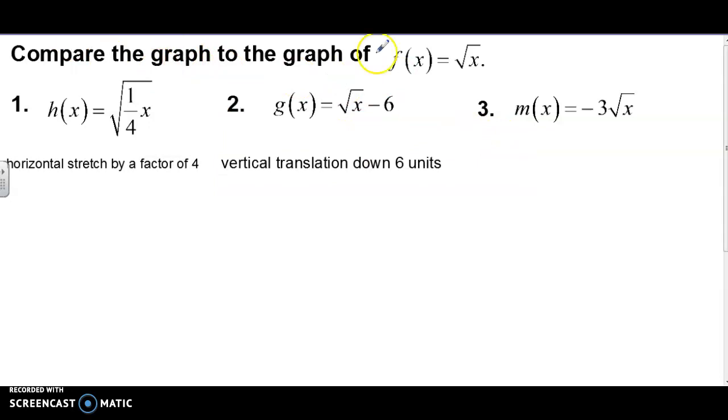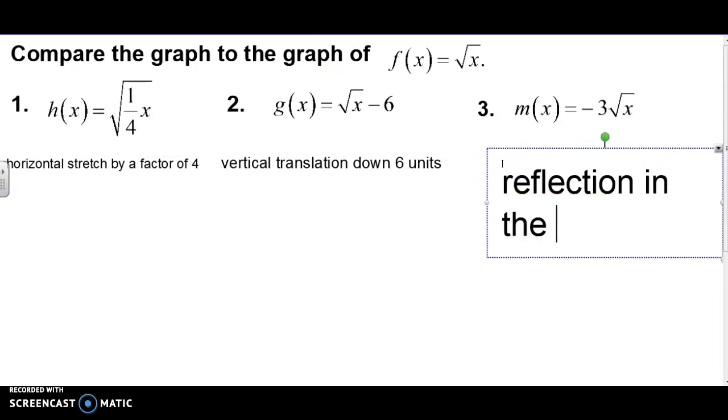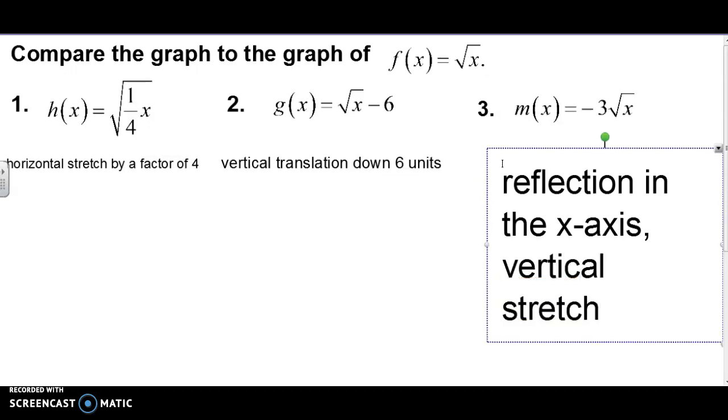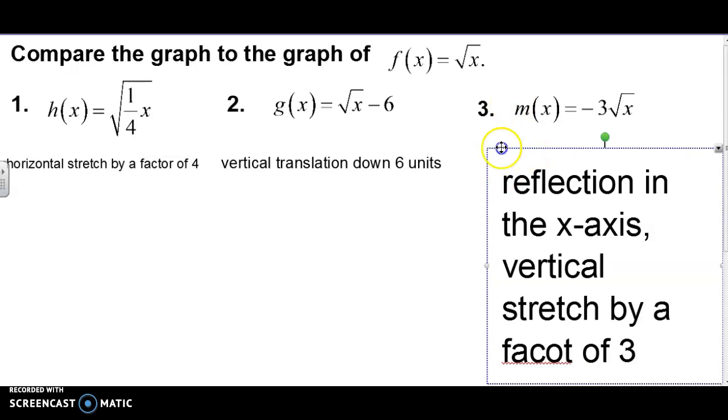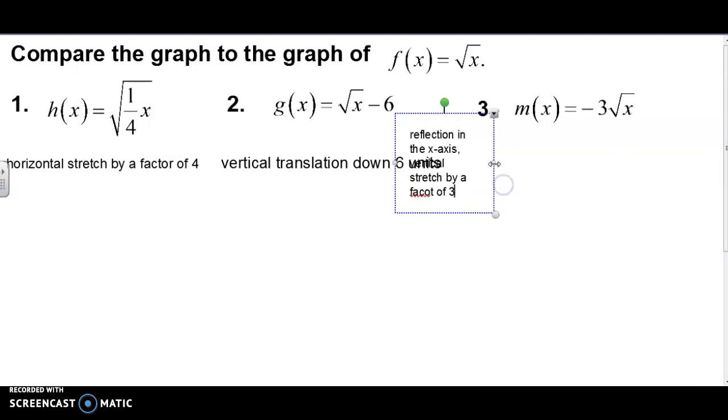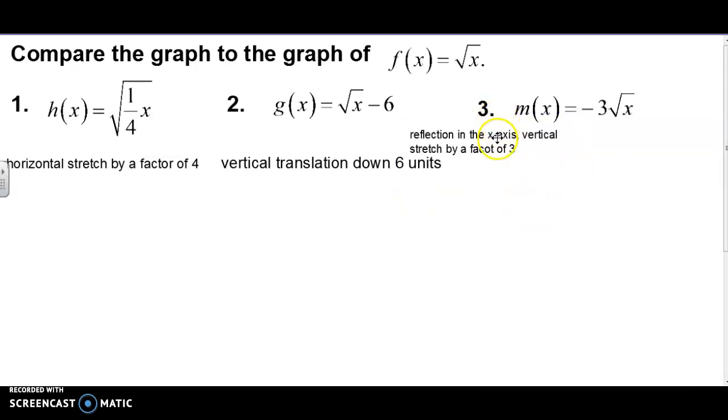For number 3 here, we have a negative sign in front of the radical, so for that we know it's going to be a reflection in the x-axis. And then the 3 on the outside means it's also going to be a vertical stretch by a factor of 3. Alright, so these are the 3 transformations that we have here.